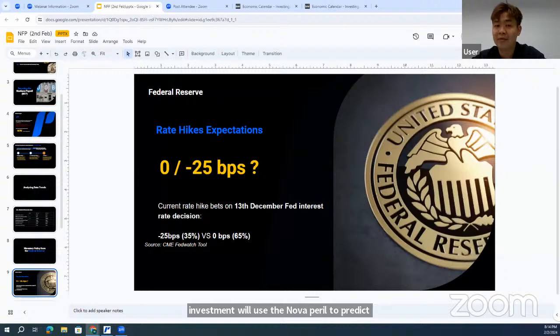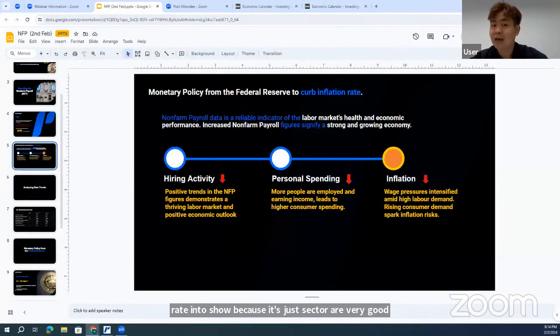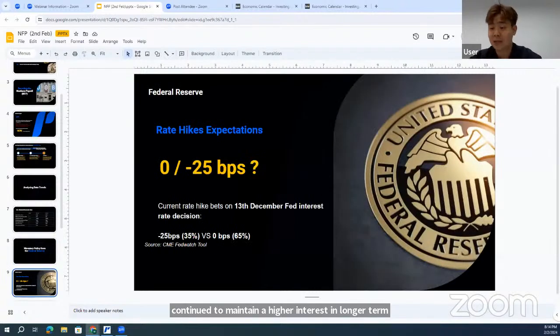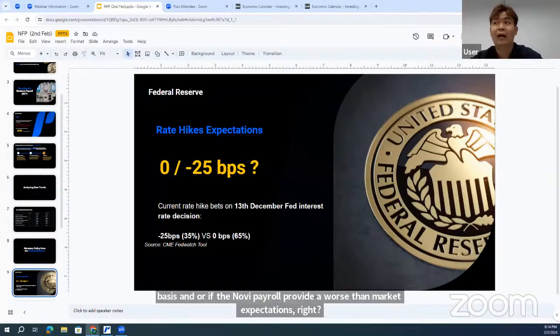Normally, if the NFP data provides a higher than expectation reading, a very good job performance in the United States, it will normally delay the Federal Reserve from cutting the interest rate in future, because if the job sector is very good, it means the US economy is good and inflation might be high. So when inflation is high, the Fed might continue to maintain a higher interest rate on a longer-term basis. And if the non-farm payroll provides a worse than market expectations reading, then there will be an increased chance for the Federal Reserve to cut the interest rates.